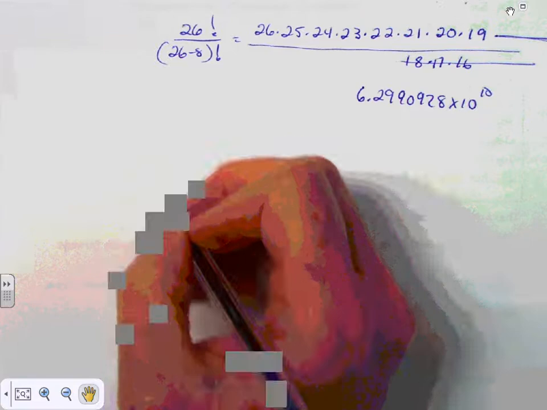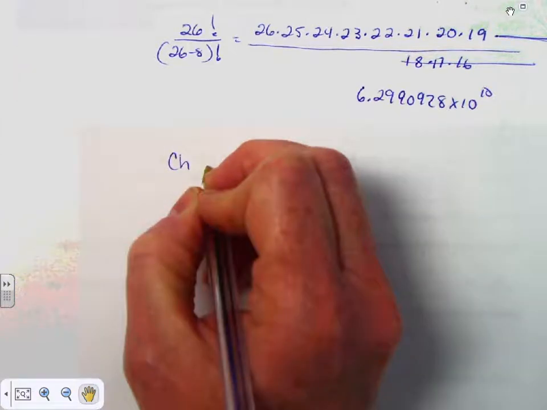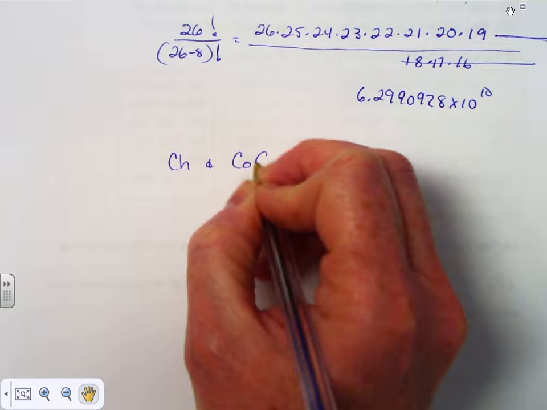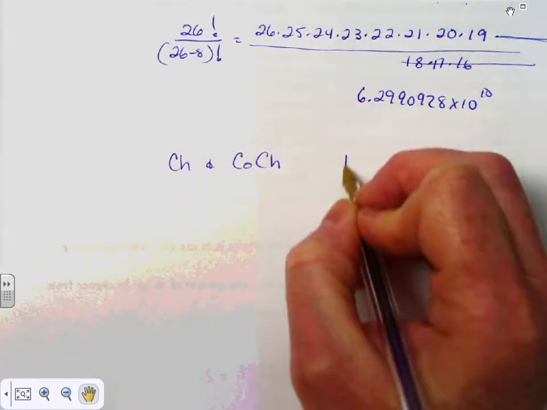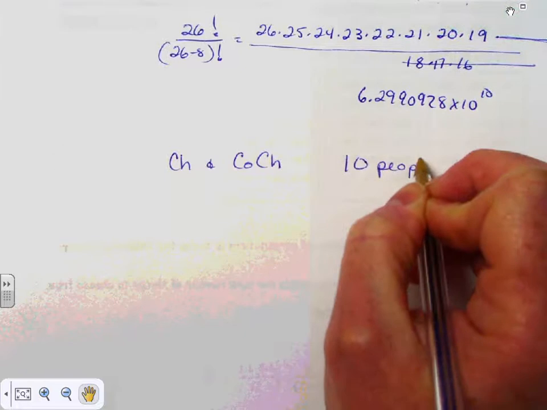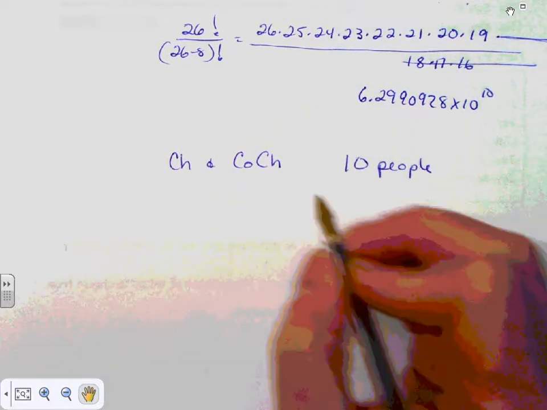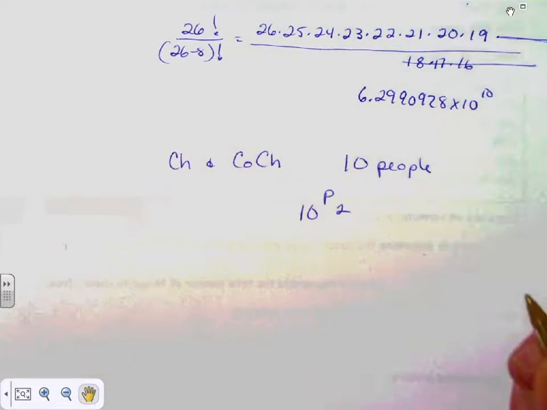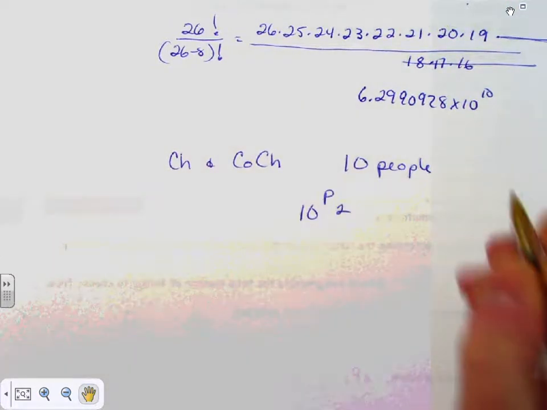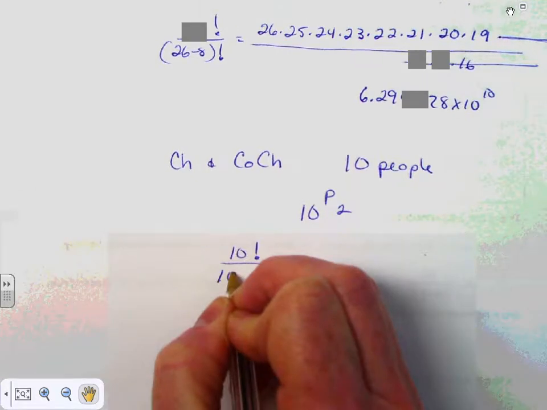All right, on number 2, you have a chairman and a co-chairman. Okay, and it says I have 10 people who want that position. So how would you write this one? 10 P2, right? So 10 factorial over 10 minus 2 factorial.